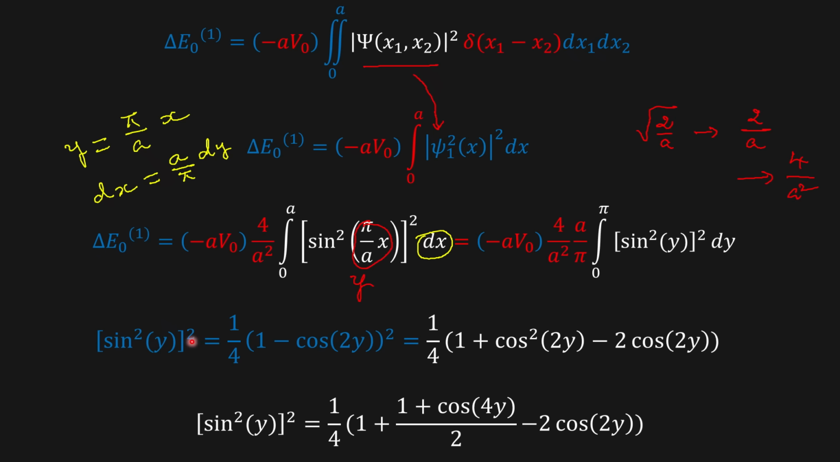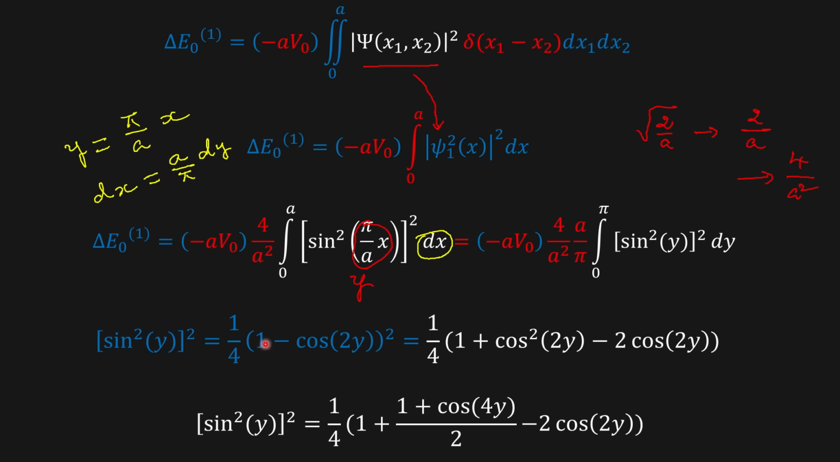Since there is another square, when we take it out, you will get 1 over 4. This sine squared y will become 1 over 2, 1 minus cos 2y. Sorry, sine squared y whole squared will become 1 over 2. When you are taking out, it will become 1 over 4, 1 minus cos 2y whole squared. So this can be written as a squared plus b squared minus 2ab.